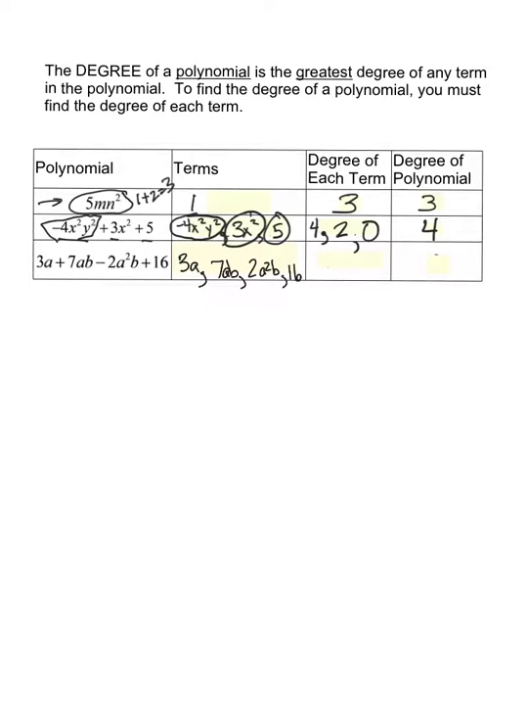Okay, so there's 4 terms: 3a, 7ab, 2a squared b, and 16. So the degree of each of the terms. The 3a, the degree is 1. 7ab, your degree is 2. 2a squared b, your degree is 3. Your exponents adding together. And 16, your degree is 0. 3 is the highest number, so the degree of that entire polynomial is 3.